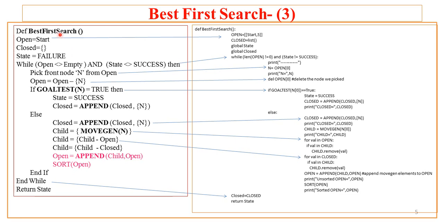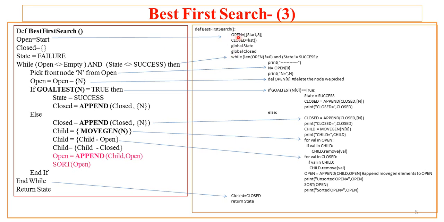Now here is the algorithm, best first search. Initially open is assigned the start node, close is empty, and state is failure. Why is state failure? Because initially no goal is found, so state is initialized with failure. If the goal is found, then that state will be updated. While open is not empty and state is not success, this while condition is implemented here. First of all, we'll see how these three statements are transformed into Python code.